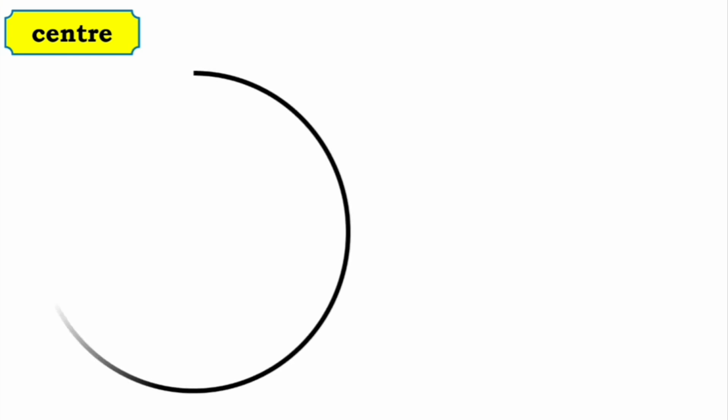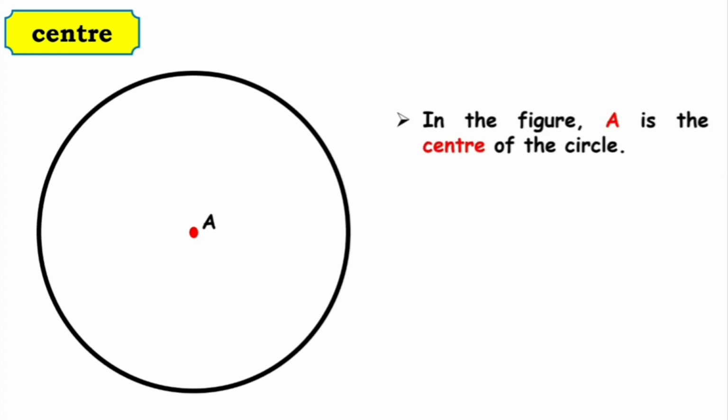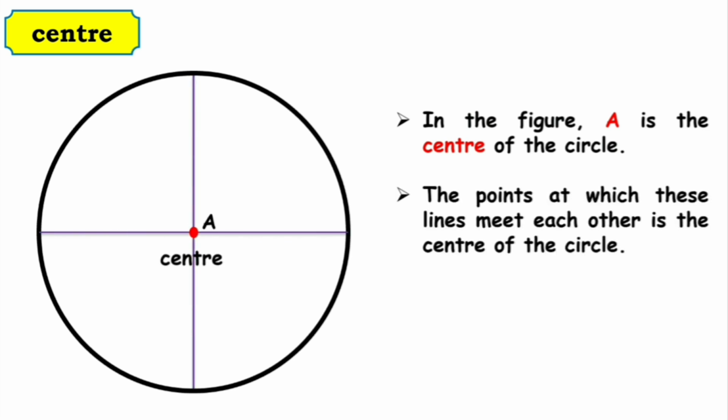So, let's learn about center. This is a circle, as you know. This is its center point. So, in the figure, A is the center of the circle. The point at which these lines meet each other is the center of the circle.